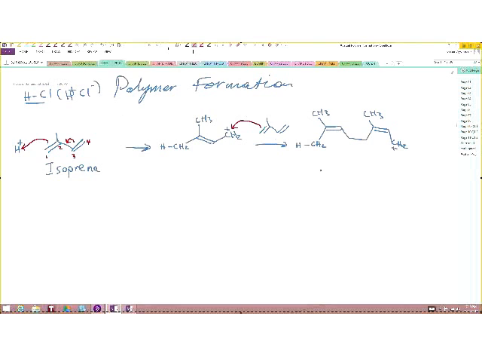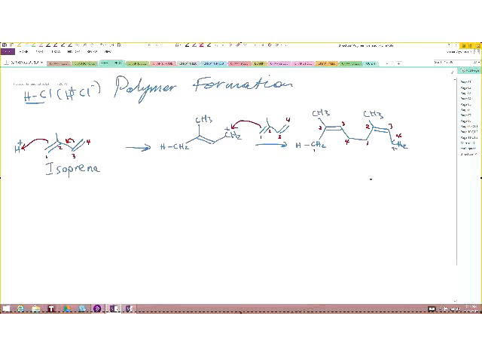Another carbocation. Let us number the carbons. This is our carbon 1, carbon 2, carbon 3, carbon 4. And let me also number this one here. This is also 1, 2, 3, and 4. So now we also have another 1, 2, 3, and 4. So what do we have here? We have a 1,4 addition reaction taking place.